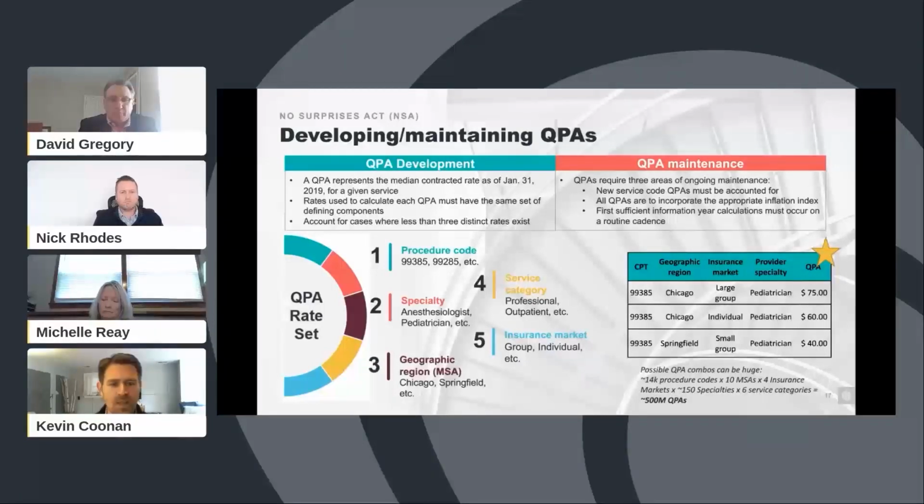As well, the legislation says you need to have at least 3 rates. Well, when you're slicing and dicing by so many different dimensions, you often run into a case where you don't have 3 rates. And then there are sufficiency rules that come into play, etc.